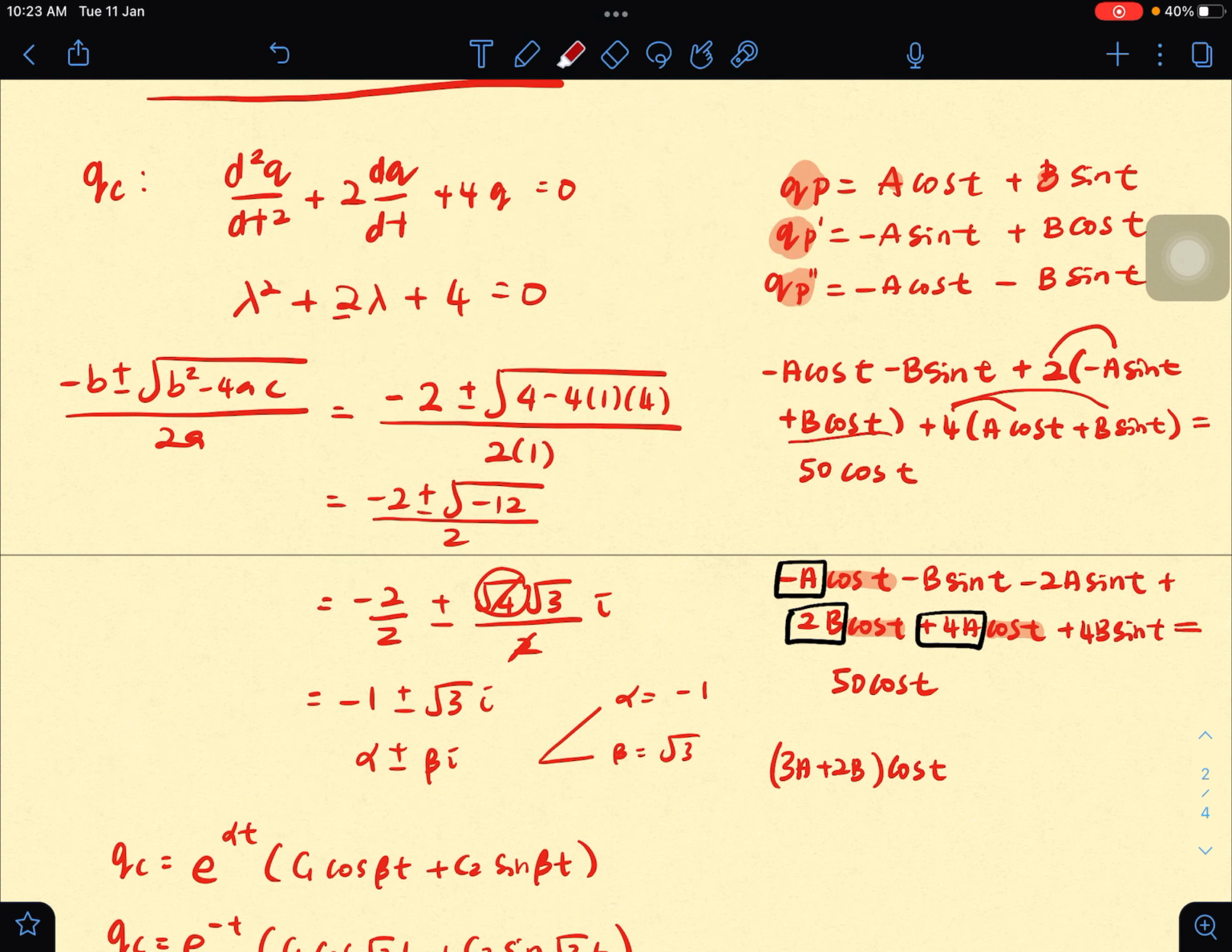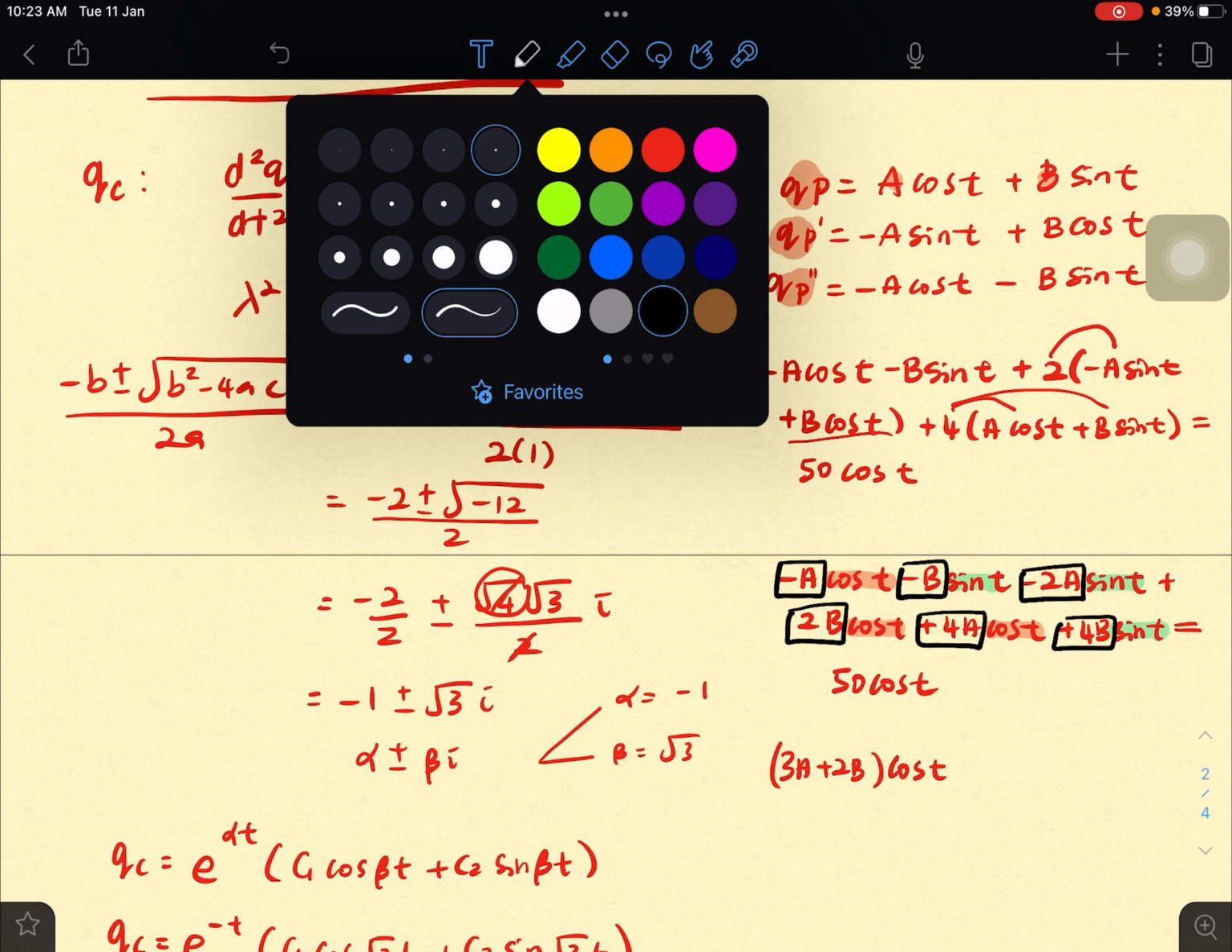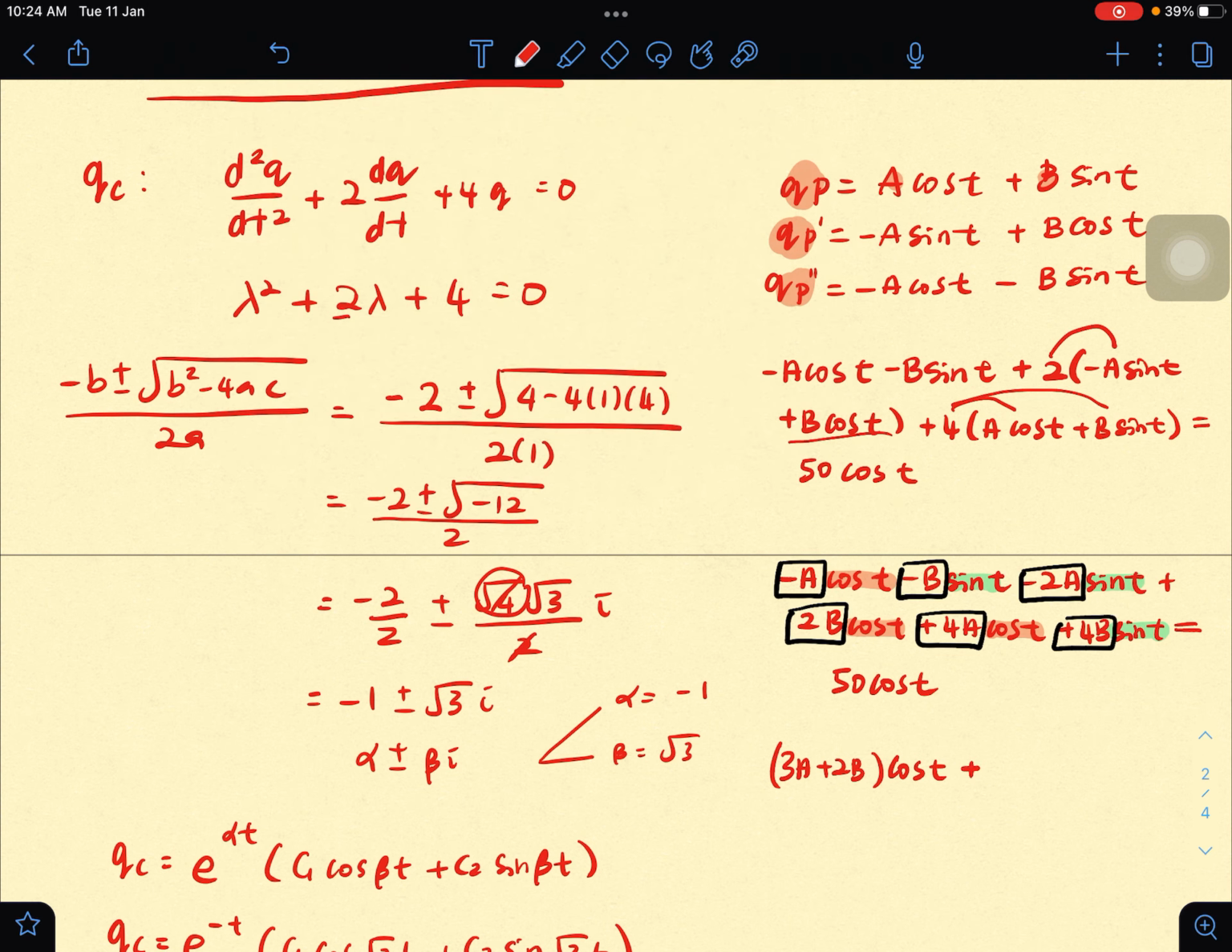Okay, lepas tu kita tengok another one. Another one ni kita ada sin T dengan sin T. Okay, so tengok dia punya coefficient negatif B tolak dengan 2A tambah dengan 4B. So negatif B tambah 4B 3B, 3B tolak 2A. So we have here plus 3B minus 2A sin T equal to 50 cos T.